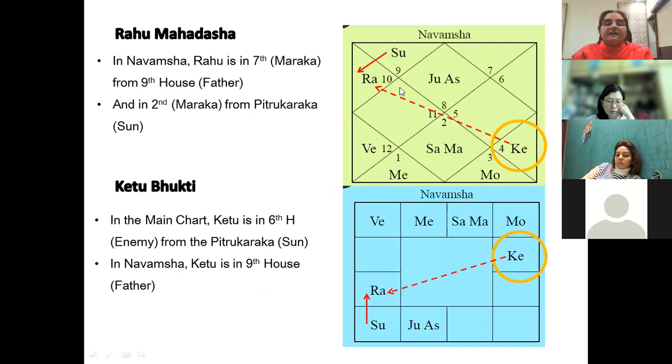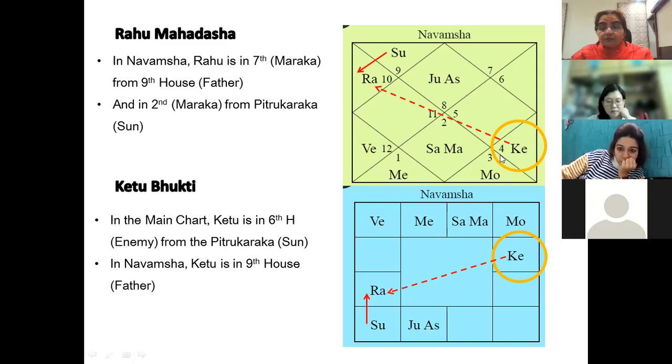Now this is the Navamsha chart. In the Navamsha chart, in the Rahu Mahadasha, Rahu is 7th from the 9th house. This is the 9th house. Ketu is already there. And this is what has all happened in Rahu Ketu. Now Ketu is there and Rahu is here.